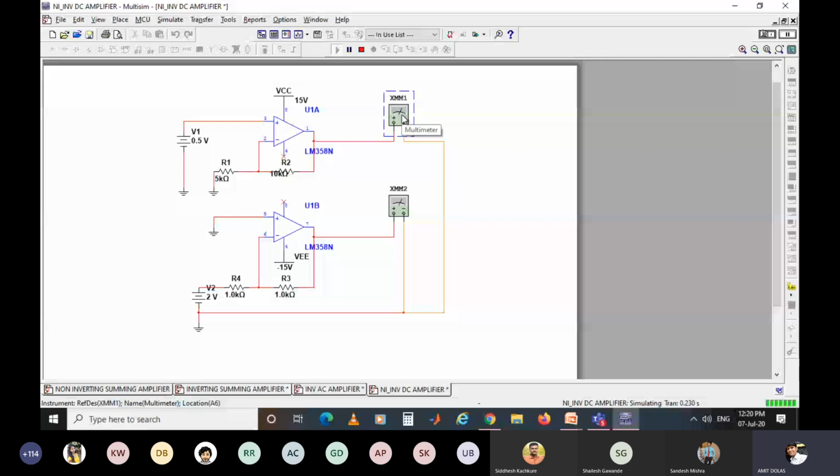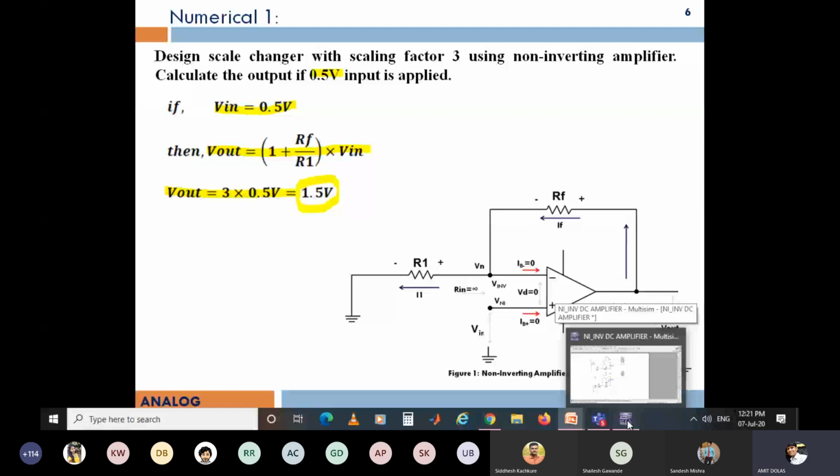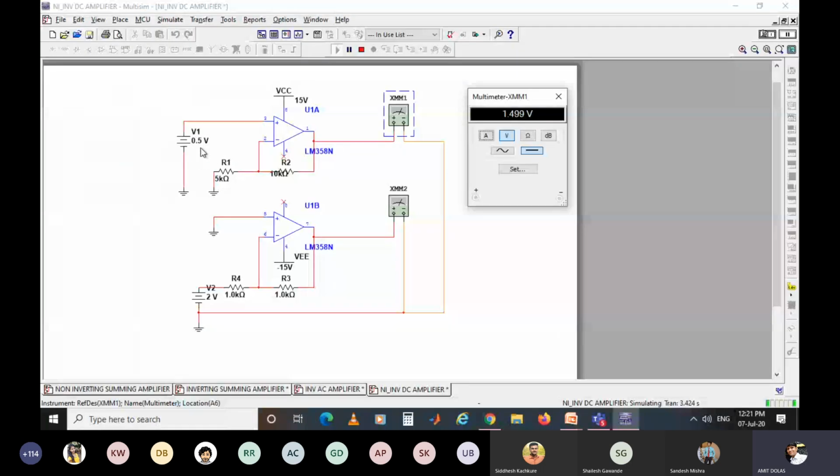What was the answer here? The answer is 1.5 volt that we got while solving this numerical. And for the same configuration in Multisim, the output generated is 1.499. Of course, 1.499 is nothing but 1.5. So this is how you can use this Multisim software to simulate the circuit and cross verify whether the design values are working properly or not.